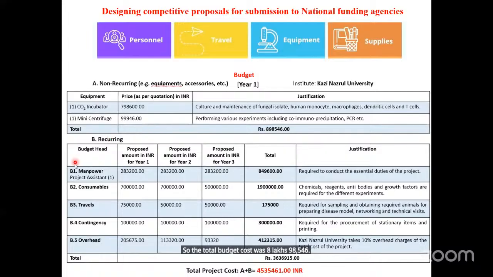Then your recurring, you need to split. So the first one is manpower, project assistant, first year, second year, third year, total amount, justification required to conduct the essential duties of the project. Now the consumables, chemicals, reagents, antibodies, growth factors, okay. Then your travels, okay. So this you can utilize for your networking, technical visits, even to attend the seminar and symposium. Contingency, this is for stationary items, printings, and the overhead, because your host institute will charge up to 10% overhead charges to run your project within the institute. So these are the things, okay.